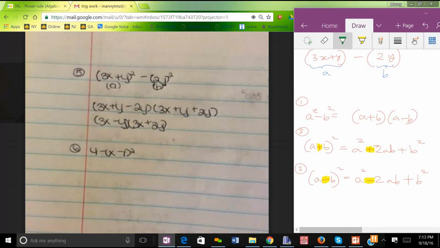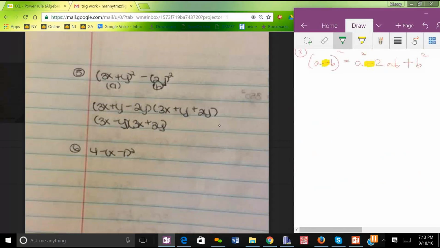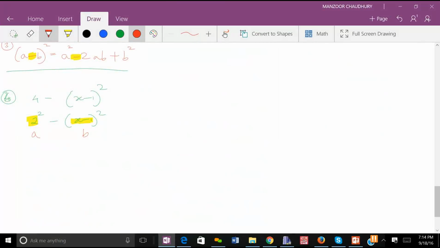Okay. Number 6, what does it say? 4 minus x minus 1 squared? Yep. It doesn't look like it's the same thing, but it really is. See, 4, what is 4? 4 is really 2 square, right? So, this is the A, and this is the B, okay? This is your A, and this is B, right? So, what's A plus B?